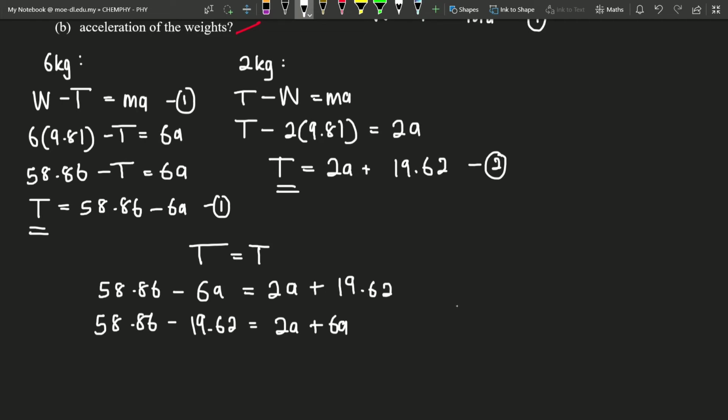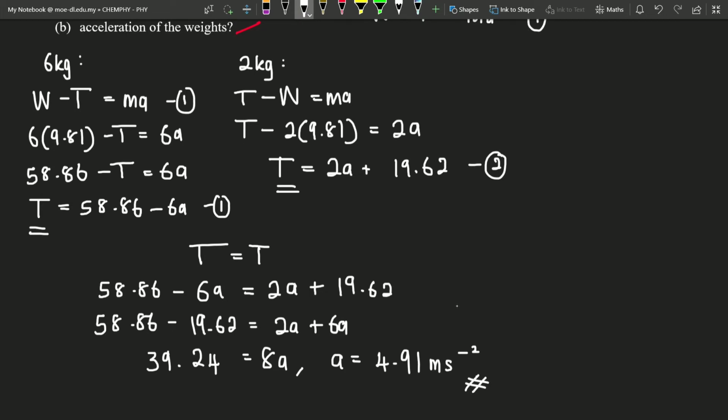So you guys will get 39.24 equal to 8A. Therefore, your A will be 4.91. Unit must be in meter per second square. That is your A, acceleration, pecutan.